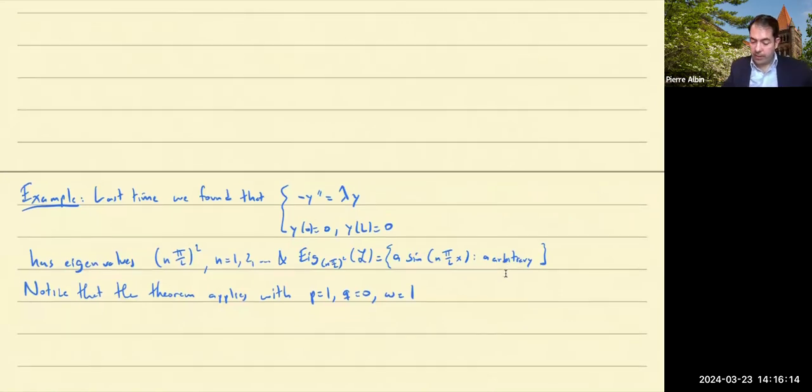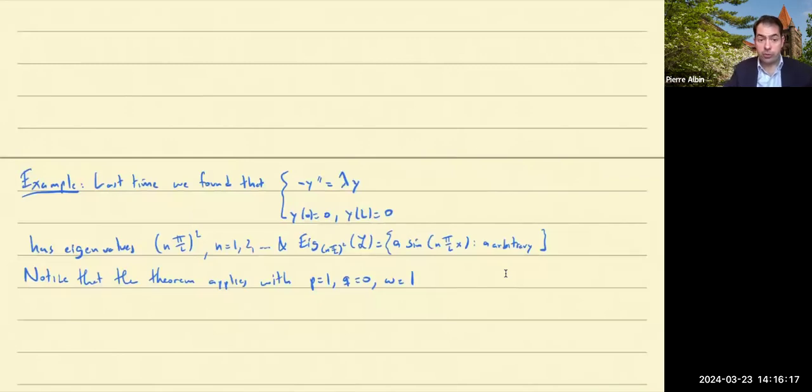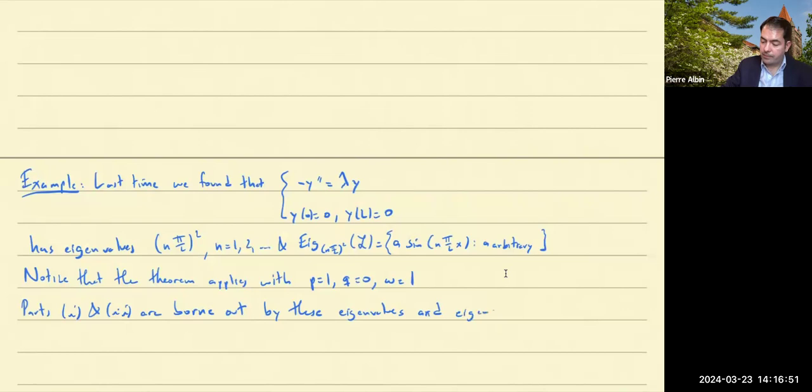Okay, so great. So then the theorem applies and we have all of these conclusions, right? So the first conclusion is that you have infinitely many eigenvalues, that they are real numbers and that they go off to infinity. The second conclusion is that all of the eigenfunctions are multiples of a single function, and indeed, here's the eigenspace, and it's just multiples of a single function.